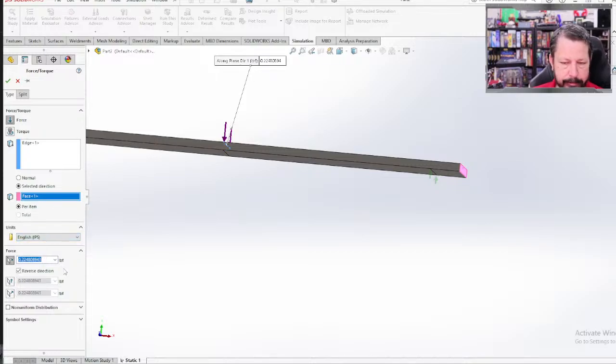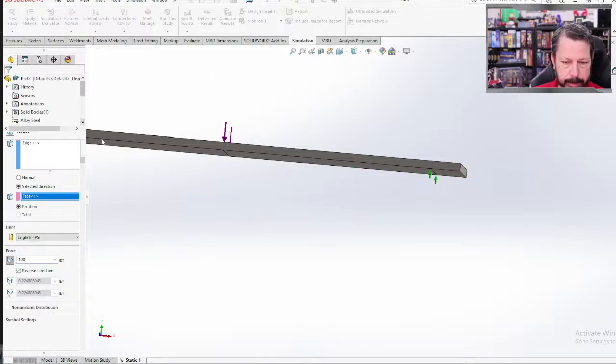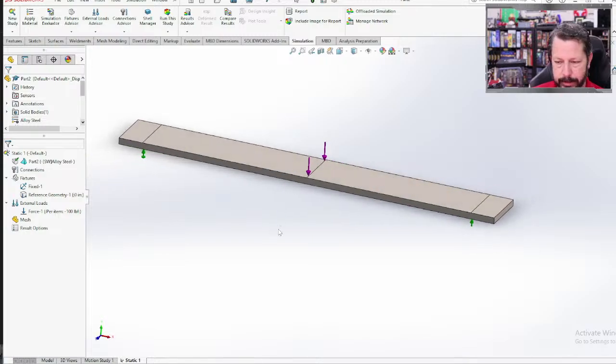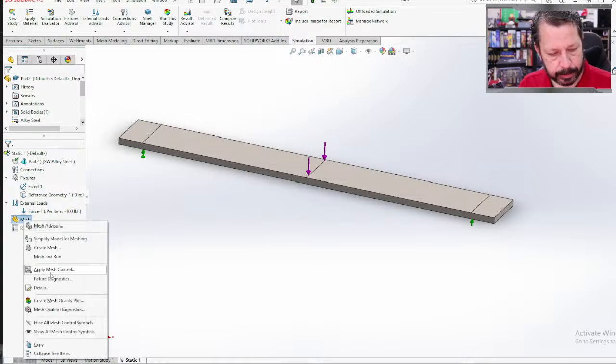And let's make it, I don't know, 50 pounds. This is a 1/8 inch, 1 inch wide piece of steel that's pretty strong steel. Maybe 100 pounds. There we go. I'm just trying to figure out what will cause it to deform. Now my simulation can exaggerate the deformation, so it looks like it's bent way up when it doesn't actually do anything. We could do a lot more fine tuning and all that, but I'm just going to right click mesh. Mesh and run.